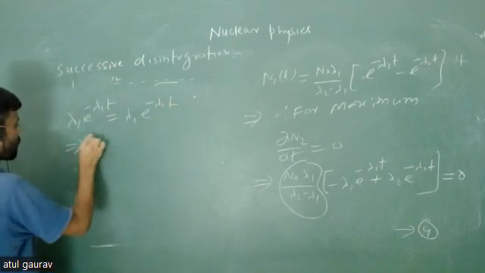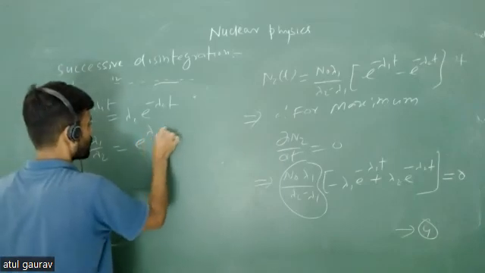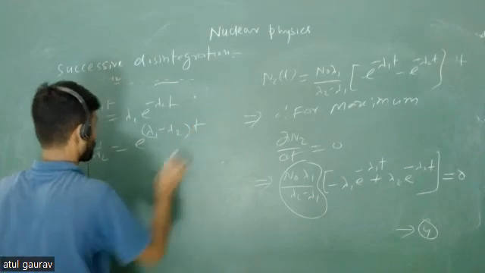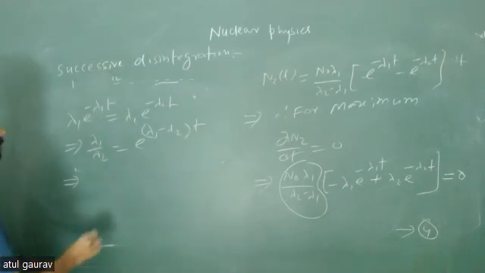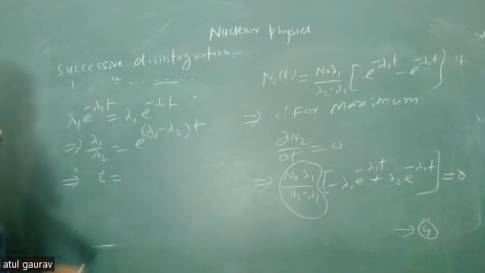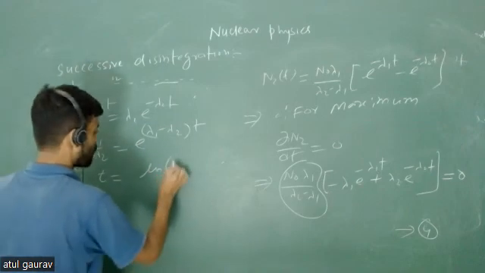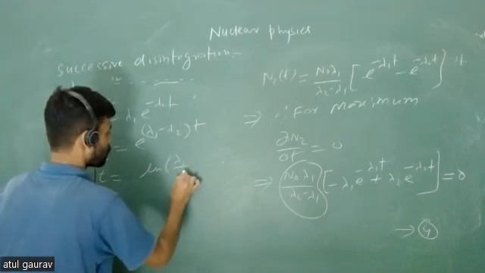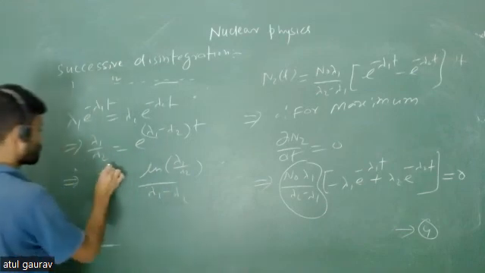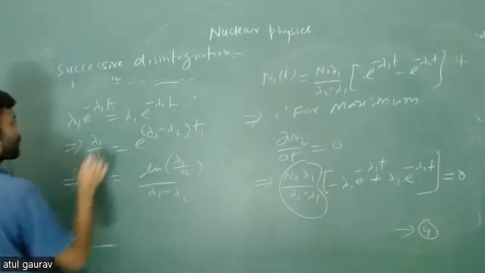So it means lambda 1 divided by lambda 2 should be equal to exponential of lambda 1 minus lambda 2 times t. So it means t equals how much? If you take the natural log, it will be 1 upon lambda 1 minus lambda 2 times ln of lambda 1 by lambda 2. So this is t prime, right? This is t prime that I have defined.